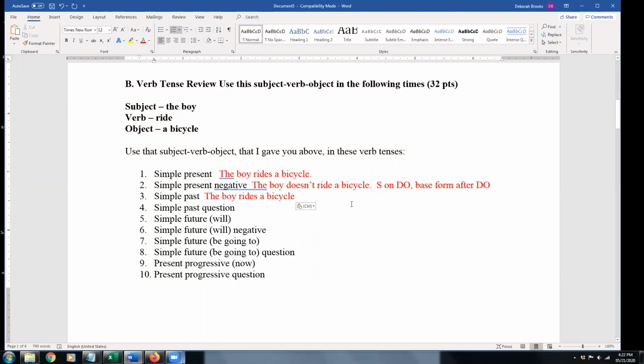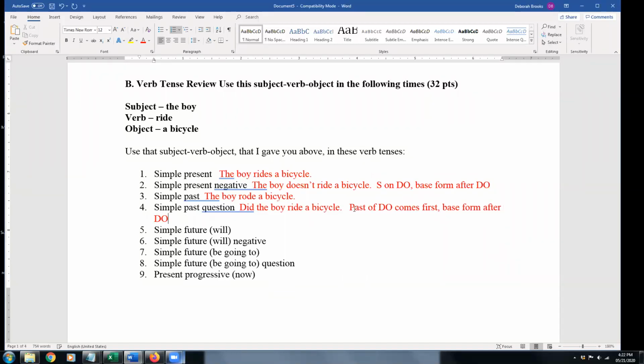In past, the boy rode a bicycle. So you had to know what that past tense was. When you make it a question, you put that do in front and it's past, so that's the past of do, and always base form after do. The past of do comes first, base form after do.